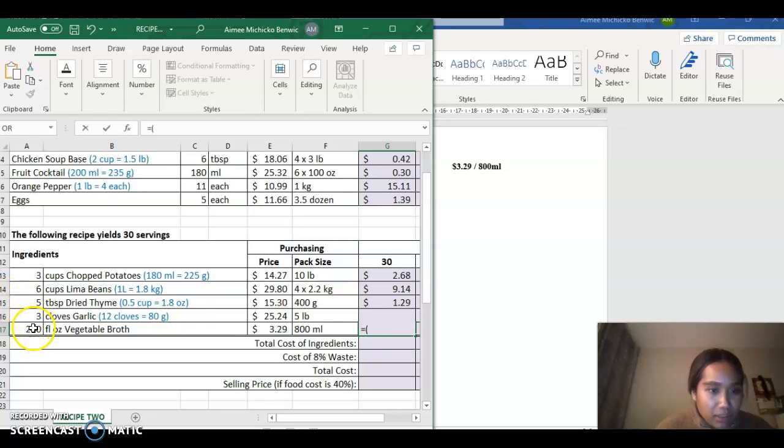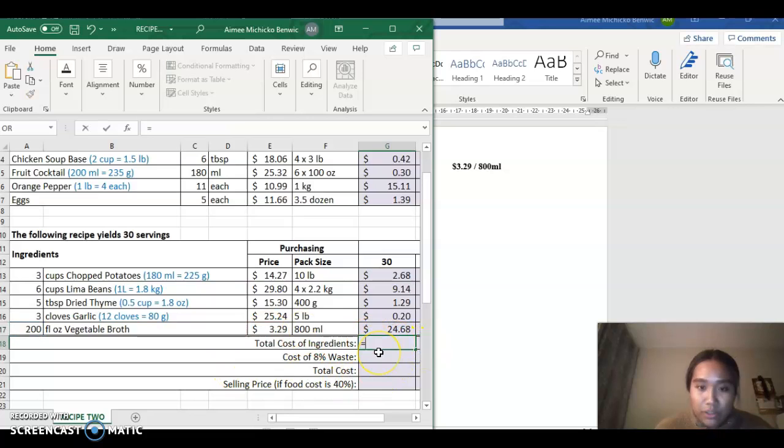So let's plop it in there. So 200 fluid ounces multiplied by 30, close bracket, and then the price of $3.29 divided by 800 ml, close bracket, that gives us $24.68 as well.